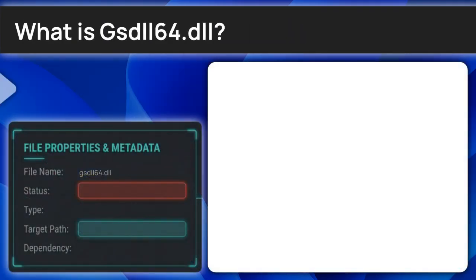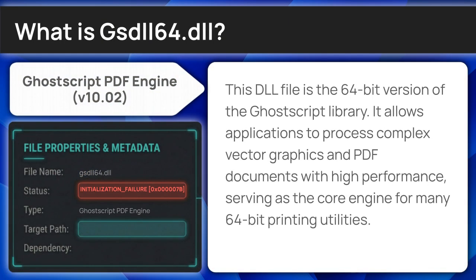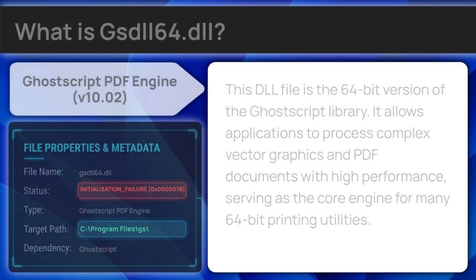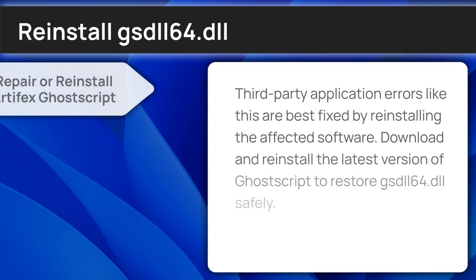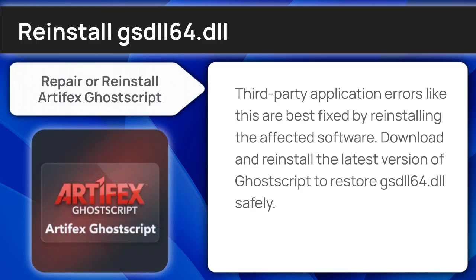This DLL file is the 64-bit version of the Ghostscript library. It allows applications to process complex vector graphics and PDF documents with high performance, serving as the core engine for many 64-bit printing utilities. Since we've identified what's missing, let's try the official recovery method. Application-level DLL errors like this are usually resolved by reinstalling the affected software. Reinstall the latest official version of Ghostscript to replace the Ghostscript64.